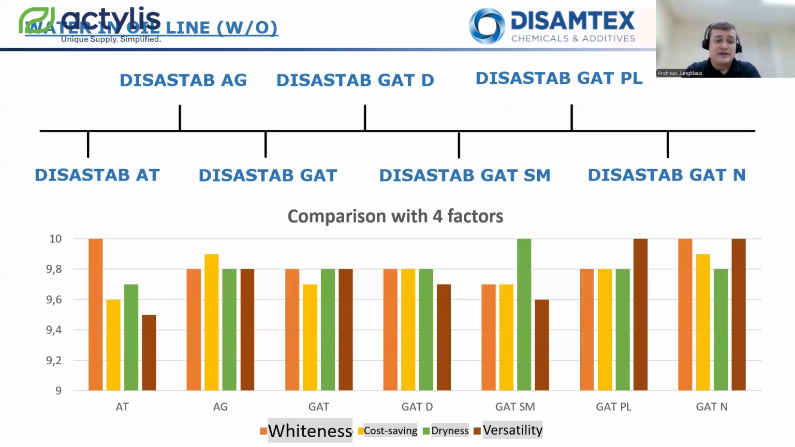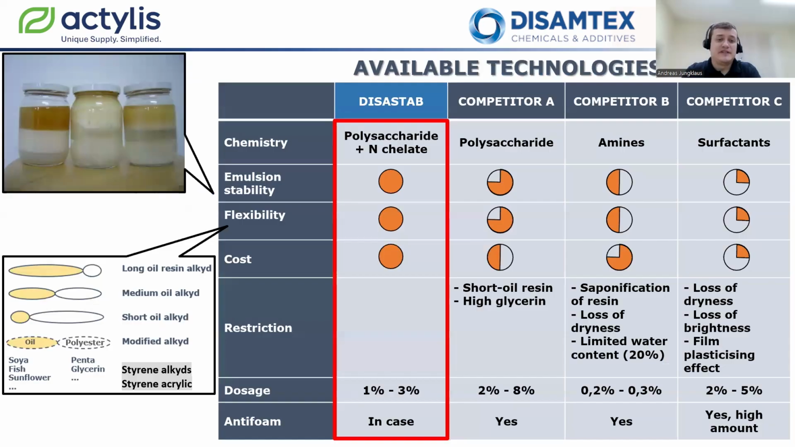And as I told before, Disamtex's star is Disastab GATPL, which has found good acceptance in several countries already. And here is a comparison with other technologies and different commercial and technical aspects. Which chemistry nature does Disastab have?